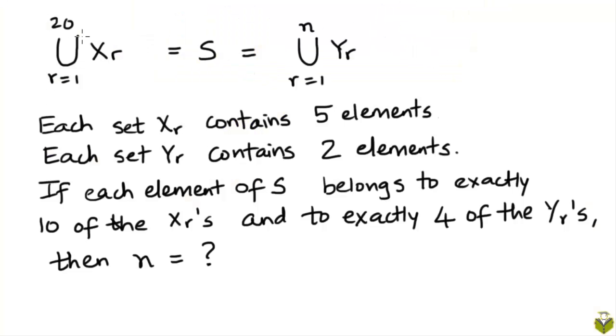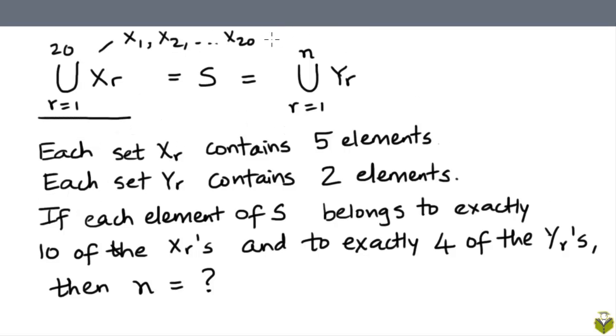We are given this equation. The union of 20 sets labeled x1, x2 and so on till x20, which can be expressed as x1 union x2 union so on till x20. This can be expressed in the shorthand as the union of xr, where r varies from 1 to 20. So this expression on the left hand side is the union of 20 sets x1 to x20.